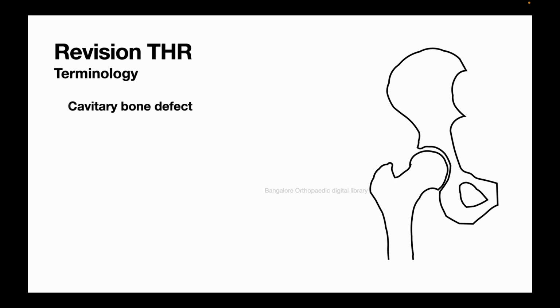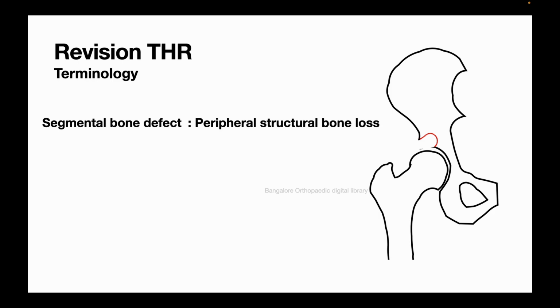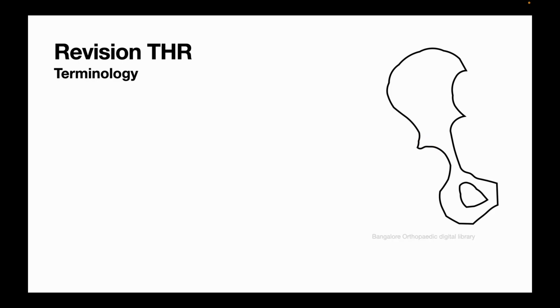A cavitary bone defect indicates volumetric bone loss with an intact acetabular rim. A segmental bone defect indicates significant peripheral structural bone loss which causes instability without a reconstructive procedure. Acetabular augments, usually trabecular metal augments, are accessories to acetabular cup to fill the bony defect such that the original center of rotation of the hip could be restored after the revision.